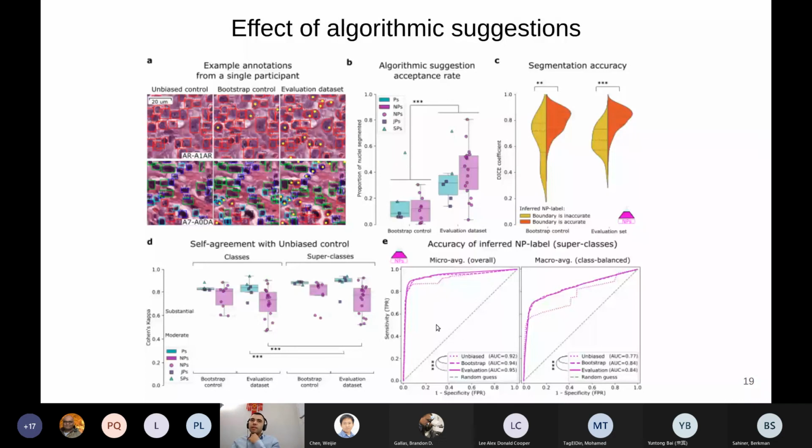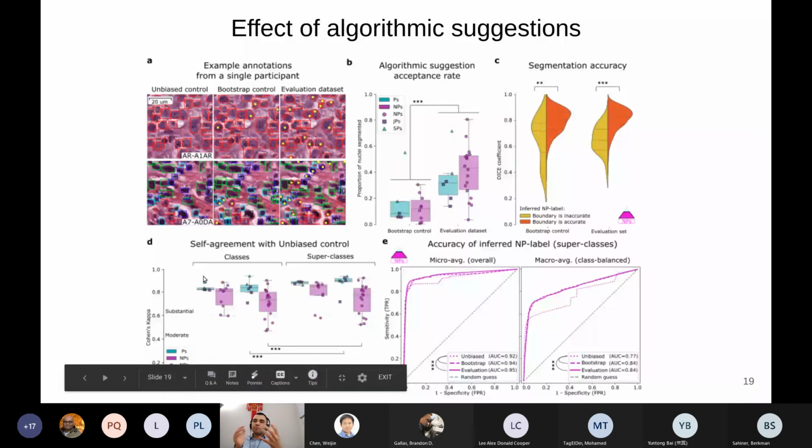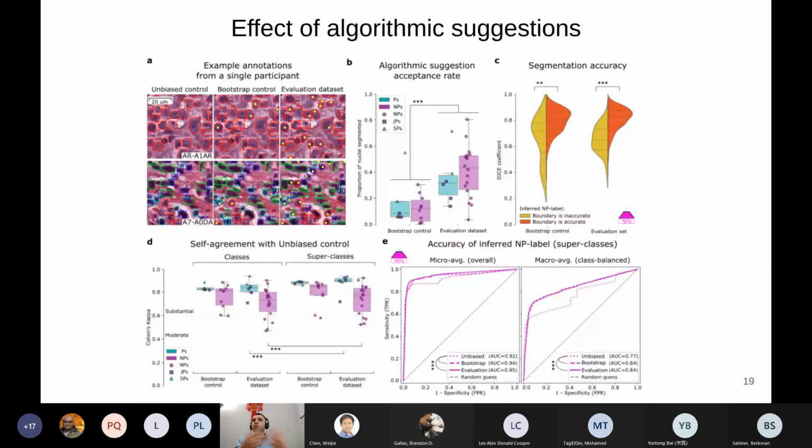And we also look at the self-agreement. In panel D here, if the same person makes the same prediction whether or not they're seeing a suggestion, we measure this using Cohen's kappa, of course. And you can see that they have a substantial agreement, but also that it improves as you group things together.